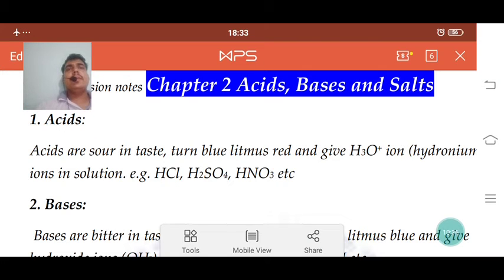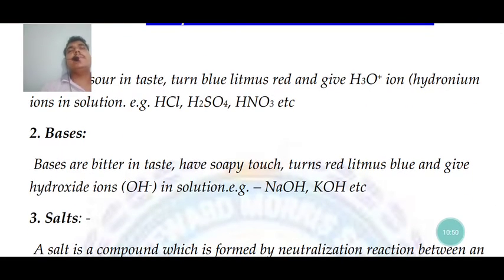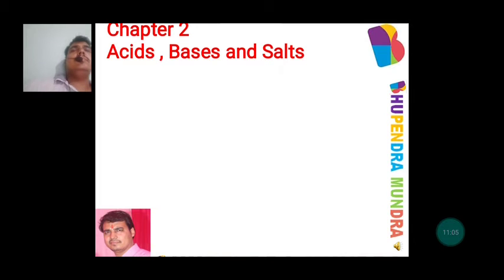Acids are sour in taste, they turn blue litmus to red and give H3O plus ions in the solution. HCl, H2SO4 and HNO3 are examples. The bases are bitter in taste and have a soapy touch. They turn red litmus to blue and give hydroxide ions in solution. NaOH and KOH are examples. Next one.